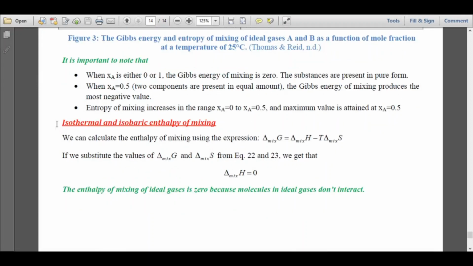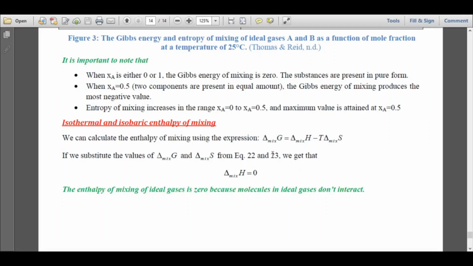Now we will see isothermal and isobaric enthalpy of mixing. We have discussed chemical potential and mixing of gas. We have discussed free energy change and mixing of gas. We have discussed entropy change and mixing of gas. Now we will discuss enthalpy change and mixing of ideal gases. But the enthalpy change is associated with a condition. The condition is that the process should be isothermal and isobaric, meaning the temperature and the pressure should be constant.